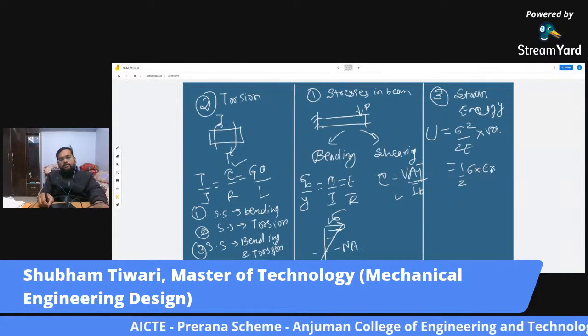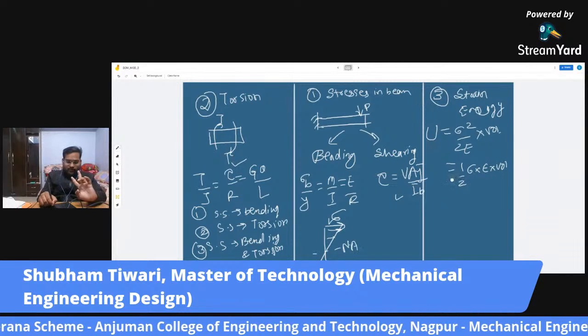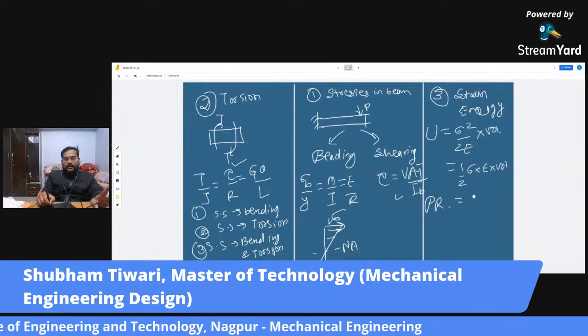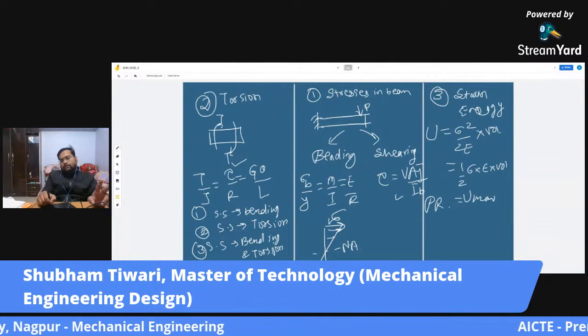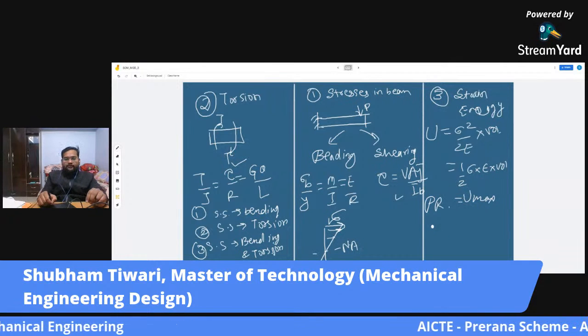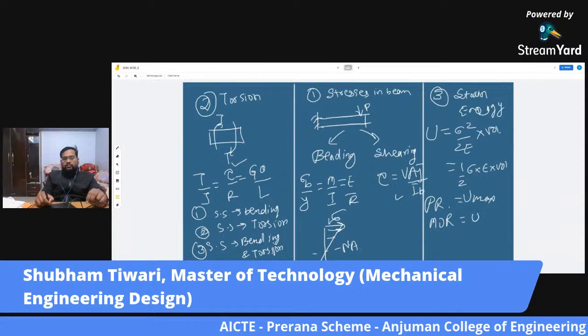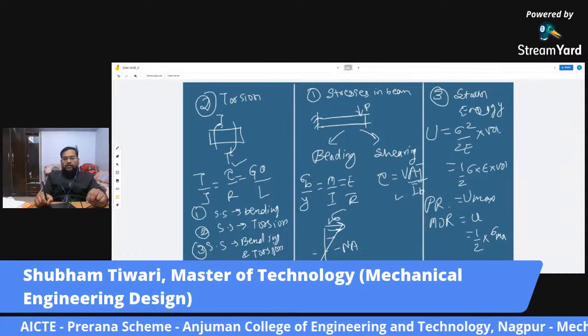or half into sigma into epsilon into volume. Then there were two concepts in addition to it. One was proof resilience and the other was your modulus of resilience. It was small u, which was half into sigma max into epsilon.